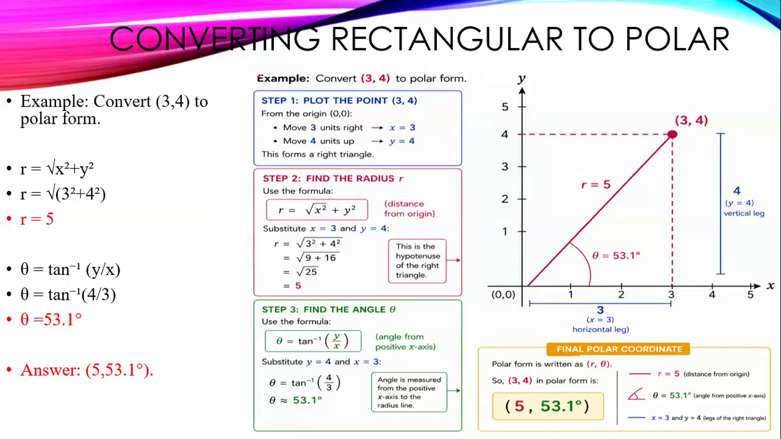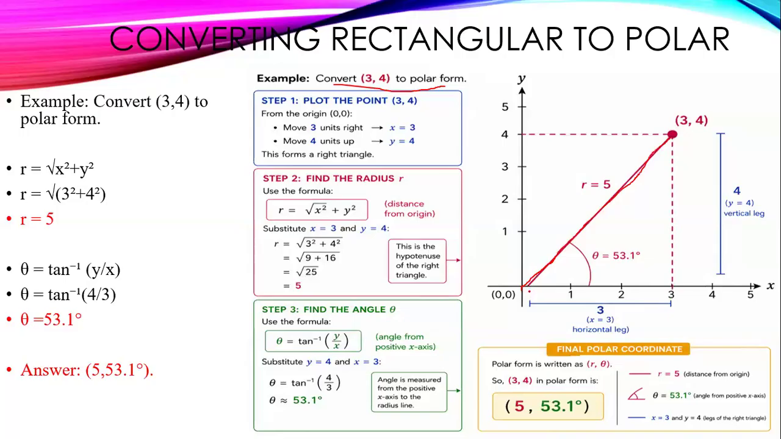So we're going to convert from rectangular to polar again. So we have to convert 3, 4 to polar form. So what we basically do here now, we start from the origin.